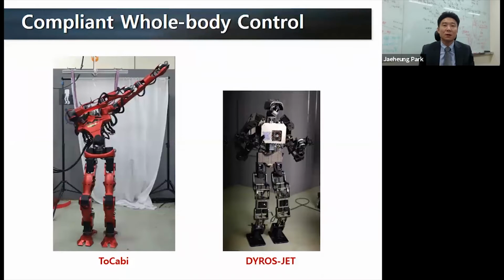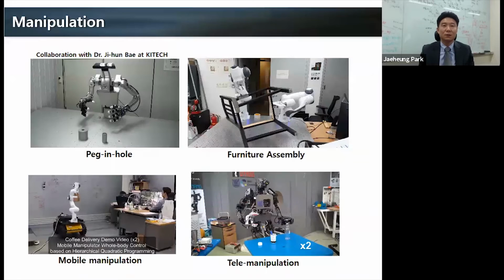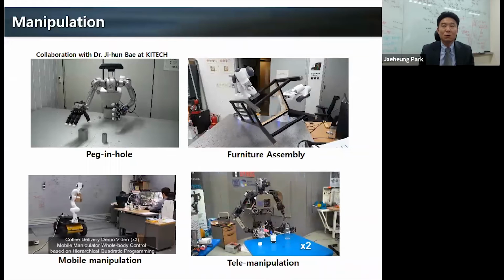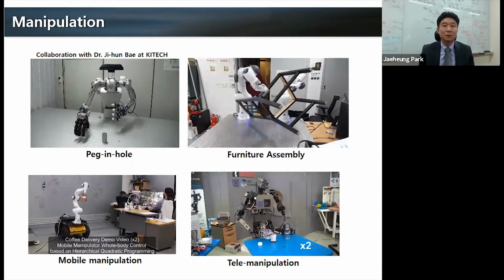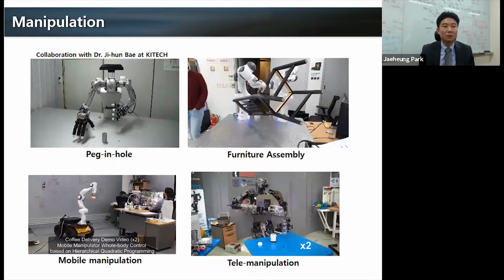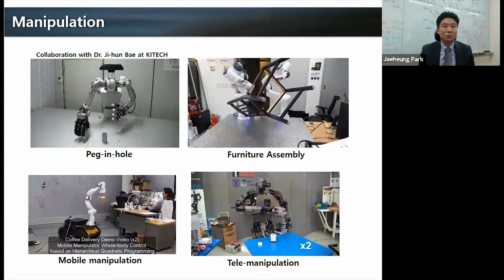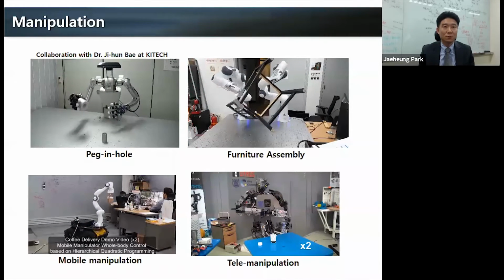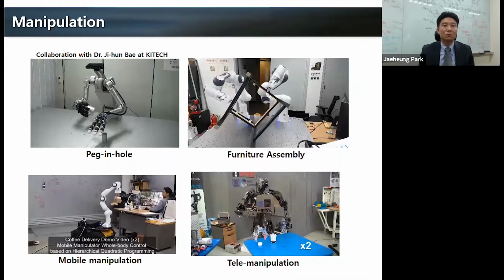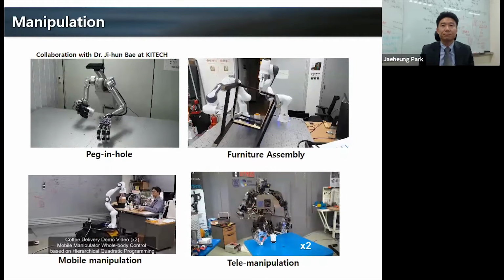So I have shown today our research on compliant robotic control approaches using these two robots, one torque control robot and the other a position control robot. Before I finish, I would like to introduce other exciting research work in our lab. We are working on many manipulation projects, such as the peg-in-hole task using a two-arm, two-hand robot. Here we are using control based upon the operational space control framework.